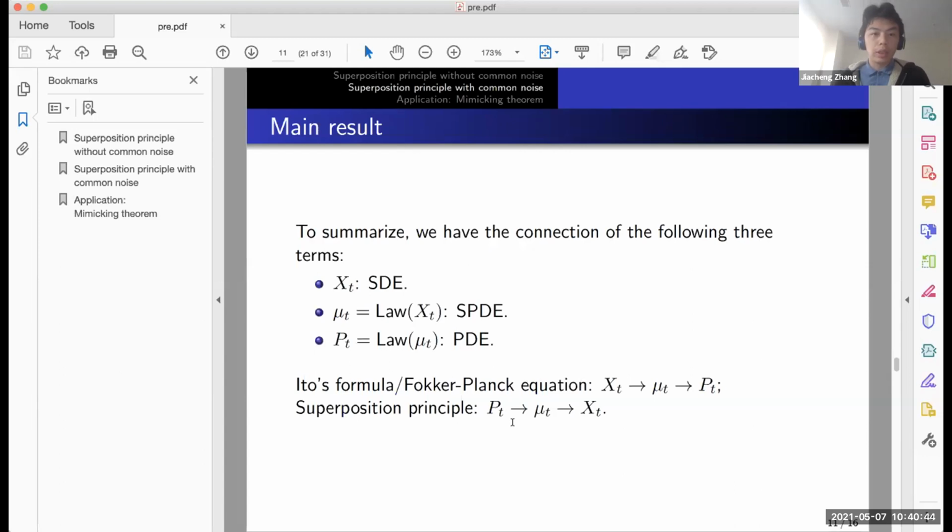So this is our main result here, and due to time, I will not explain the proof details, but I just want to mention that P_t to mu_t is more like the previous superposition principle, but we somehow need to apply it on the R-infinity space. And for mu_t to X_t, the difficult part is that we have some stochastic term here, and we will need some stable convergence argument to provide the superposition principle from this mu_t to X_t.